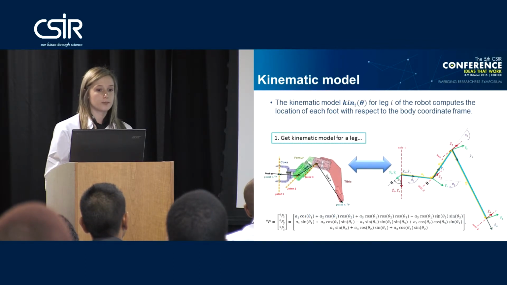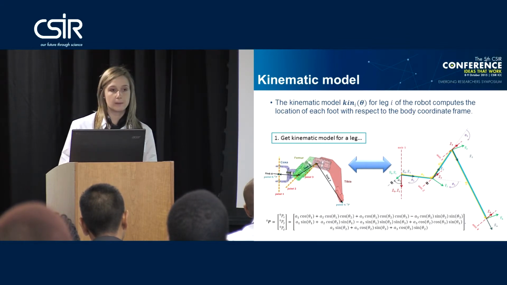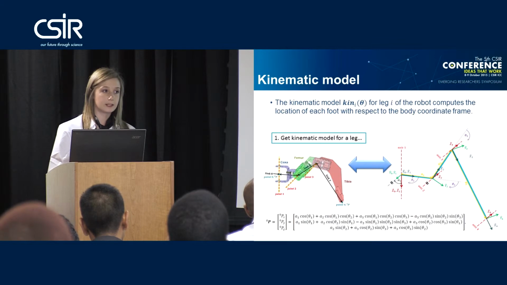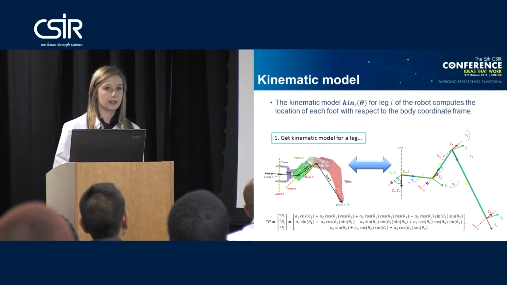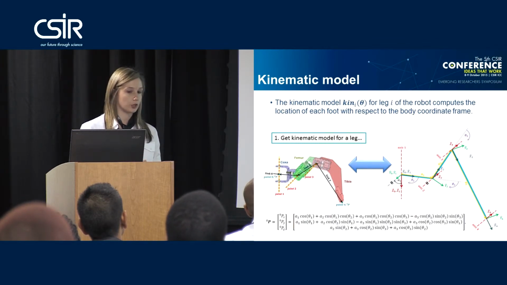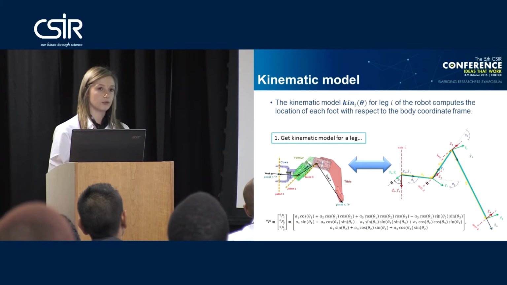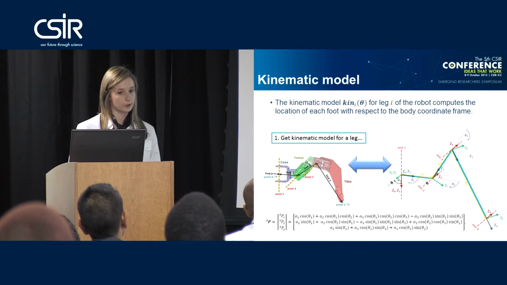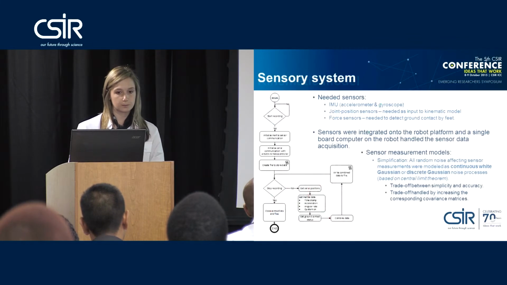For that platform, the kinematic model was derived using the Denavit-Hartenberg method. The kinematic model specifically computes the forward kinematics of the robot, meaning that given a set of joint angles, it calculates the foot positions relative to the body coordinate frame. Firstly, the kinematic model for a leg was derived, which was then translated and transformed into the body coordinate frame to compute the entire kinematic model of the robot.